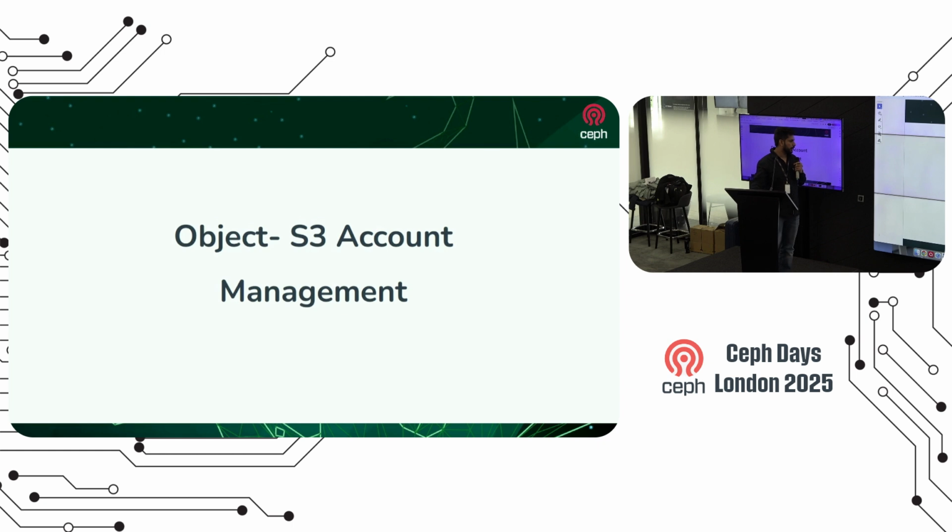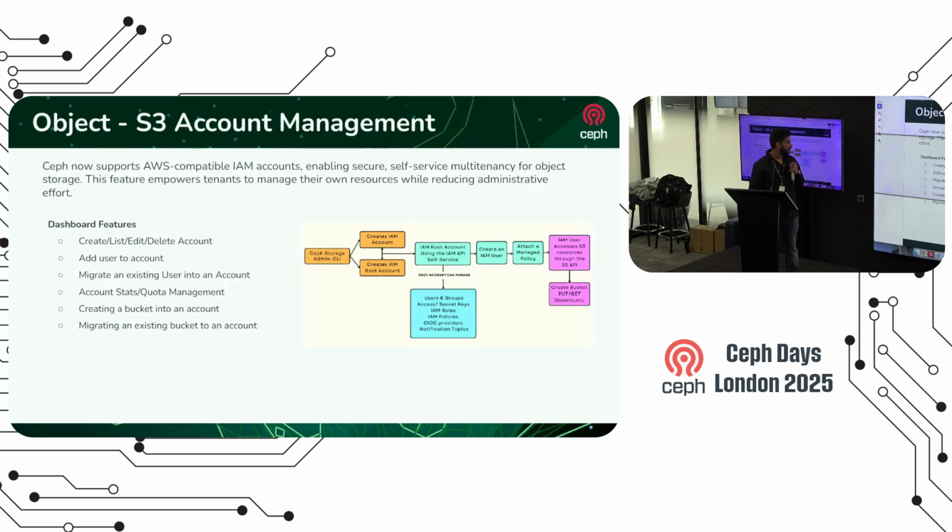Okay, the next feature that we have provided is the S3 account management. The S3 account management is basically a self-service multi-tenancy for the object. So a Ceph admin doesn't need to create the accounts or the users for you to manage it. You can be provided with the account, and then from there you can create all those resources that are inside the account, whether it's a group, a policy, or a bucket inside it, right?